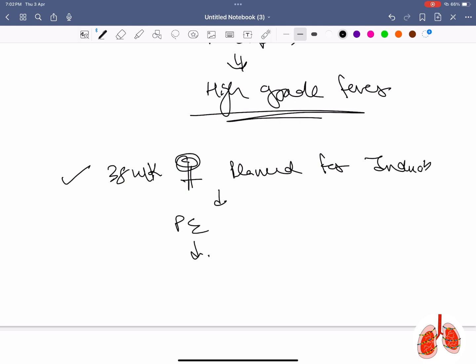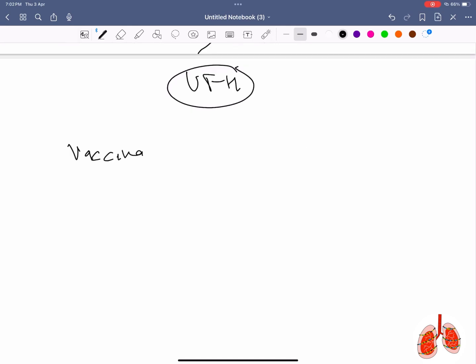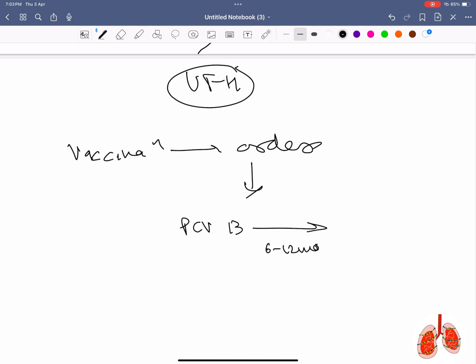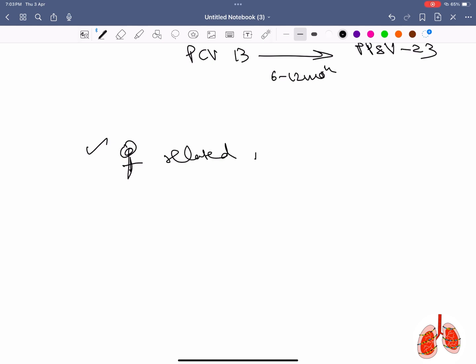38-week pregnant female develops pulmonary embolism. Patient is now planned for induction. So anticoagulation of choice will be unfractionated heparin. Order of vaccination, it is PCV13 followed by PPSV23 after 1 year. Pregnancy related changes, the FRC decreases.